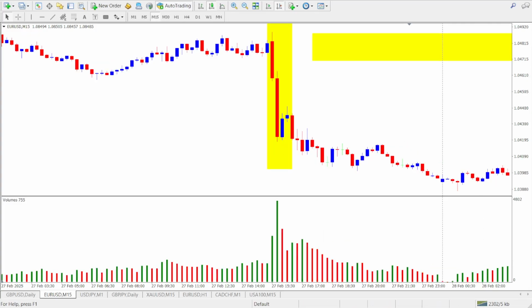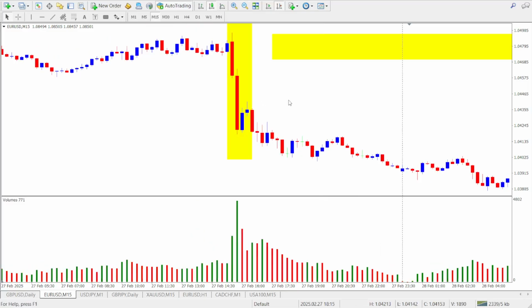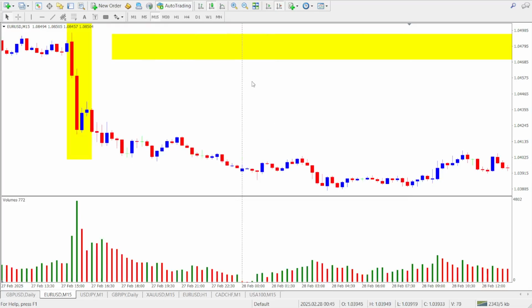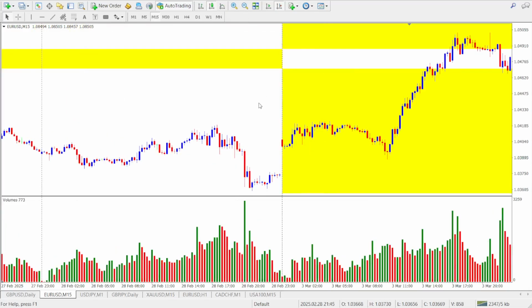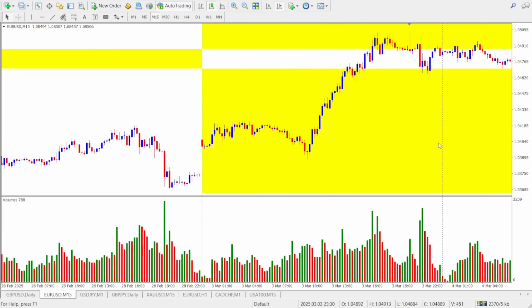Now that we know how to find imbalances, let us talk about how to actually trade them. There are two key ways to trade imbalances. The first is trading the imbalance fill, because price often returns to fill imbalances before continuing in the original direction. So you have to look for retracements into the imbalance zone and enter when price shows signs of rejection.